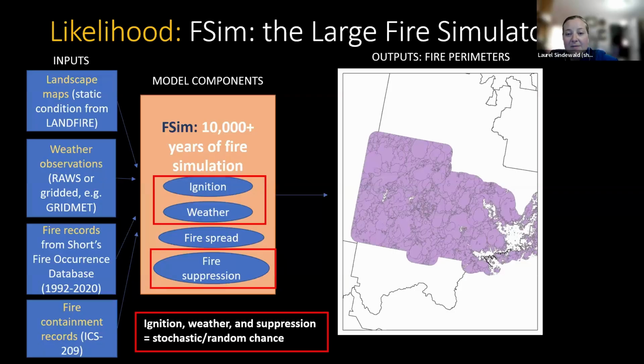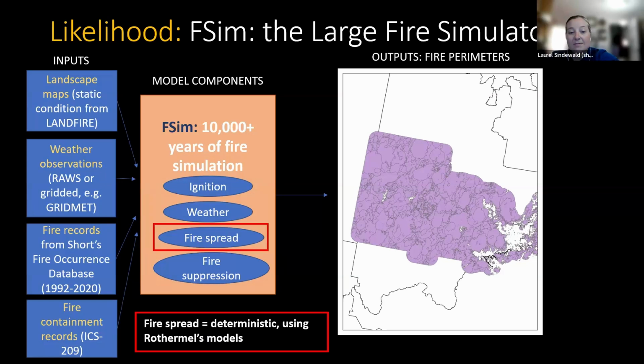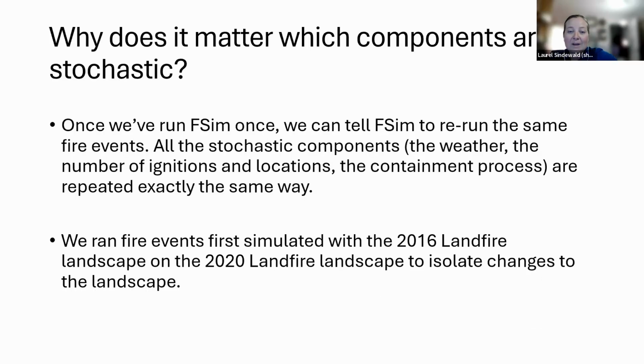As a quick recap, FSim has 4 submodels: ignition, weather, fire spread, and fire suppression. Ignition, weather, and fire suppression are all stochastic, based in part, the first 2, on historical distributions of fire locations and dates associated with weather conditions. After a run, FSim outputs the fire perimeters as well as CSV files with information about locations, dates, and weather conditions for every fire. Fire spread is deterministic, based on Rothermel's spread equation and Scott and Reinhardt's adaptation of Van Wagner's crown fire initiation model. So why do I emphasize that?